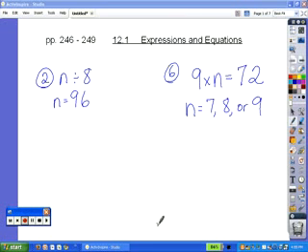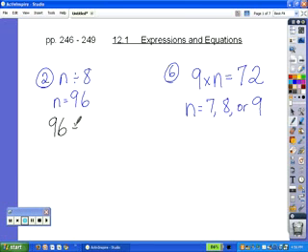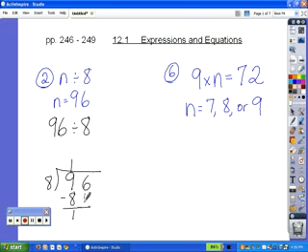This lesson is on evaluating expressions and solving equations. The directions for number 2 ask us to evaluate the expression n divided by 8 for each value of n. In number 2 it tells us that n is 96. So we have to put 96 in the place of n and do 96 divided by 8. So you just set up your division problem, divide it out, and you get the value of the expression as 12.